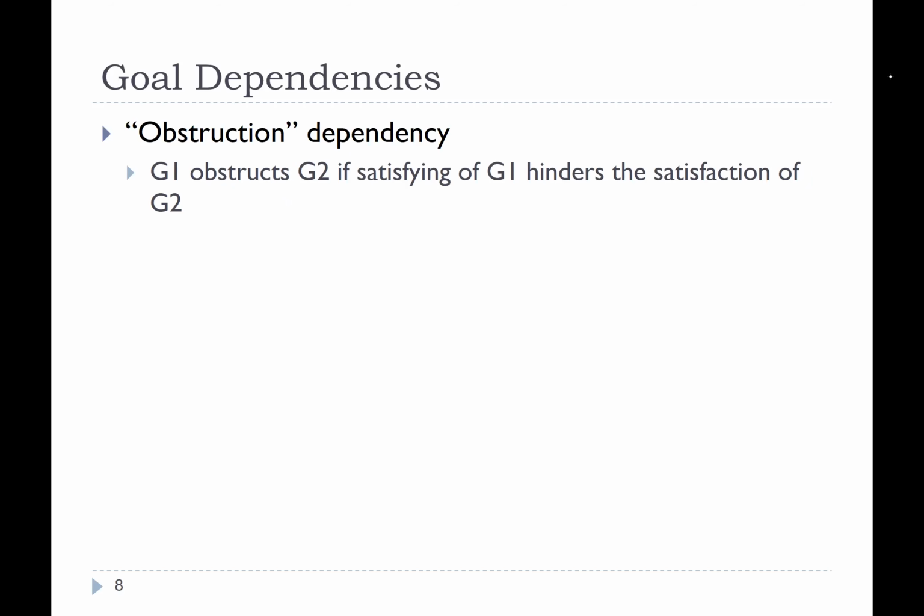Next up we have obstruction. G1 obstructs G2 if satisfying G1 hinders the satisfaction of G2. Now we're talking about the negative side of things. Supports and requires are on the positive side. Require was a hard positive, whereas support was a soft positive. Obstruction is sort of like a soft negative.